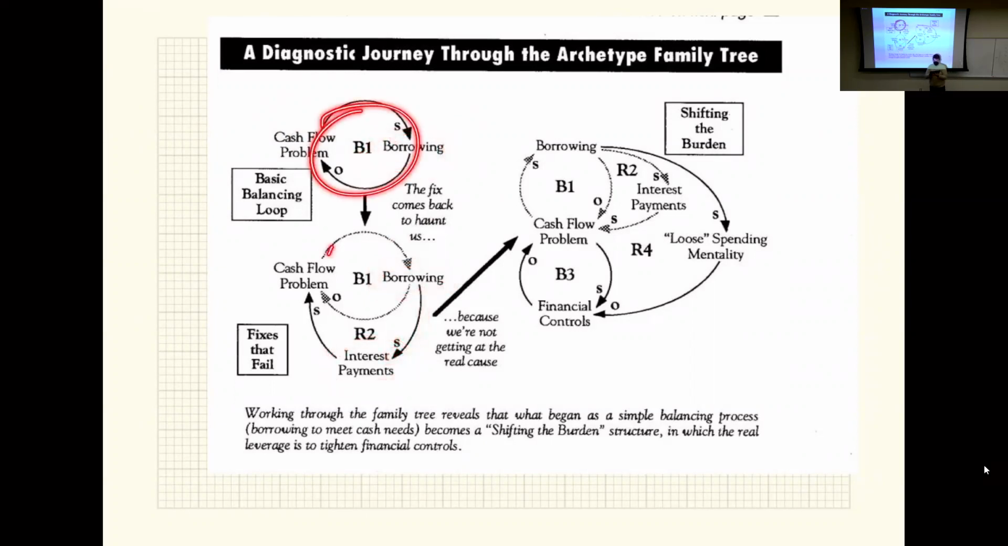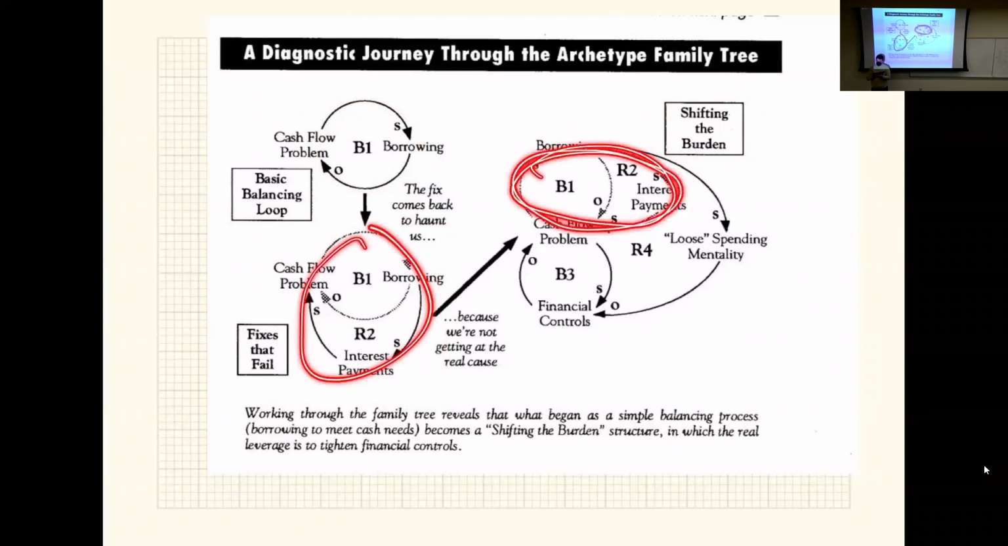So I've just taken this loop and I've augmented it with a variable that I hadn't thought about. This was originally an excluded variable, and I create an endogenous variable that represents my interest payments. As I have more interest payments, that's going to create more of a cash flow problem. So now I've gone from a balancing loop to a fixes that fail loop. Then I should ask myself, because of this relationship between fixes that fail and shifting the burden, was there another solution I could have come up with that I've now made even harder on myself? And so they've just taken this loop and rotated it into this loop here.